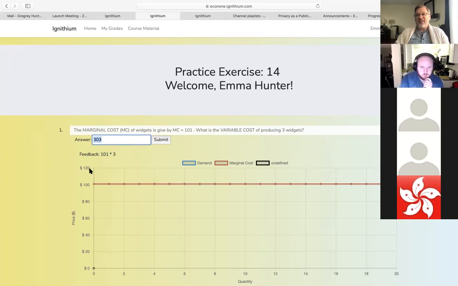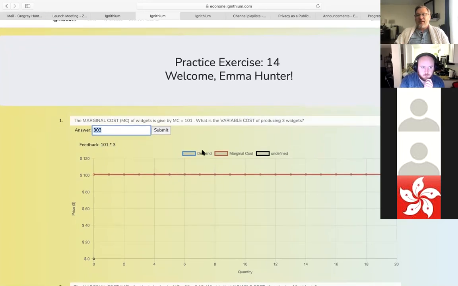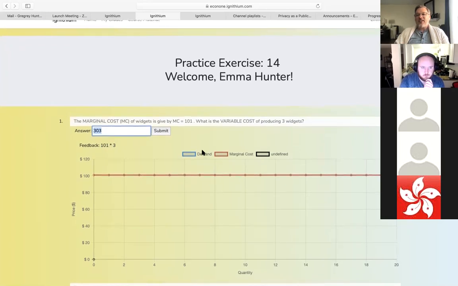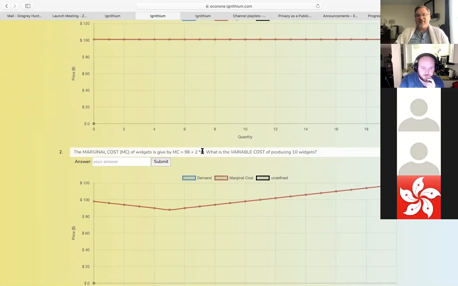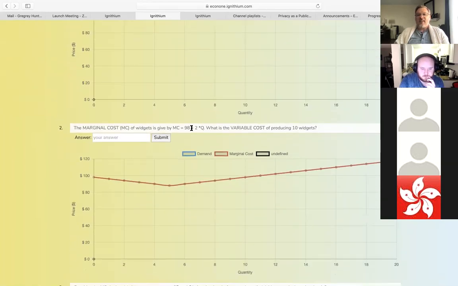And for you, Mitchell, it may be more meaningful that the variable cost is the integral of the marginal cost function, right? Here we have the same thing, and it's 10 widgets. You notice here we have a variable one. You can play with it, but again, you're going to end up adding up the variable costs of all those units.